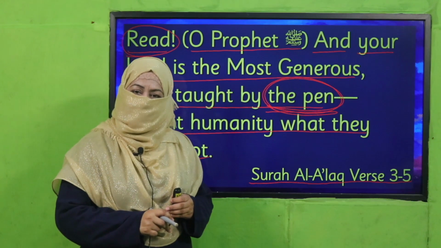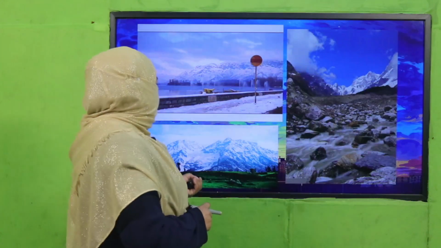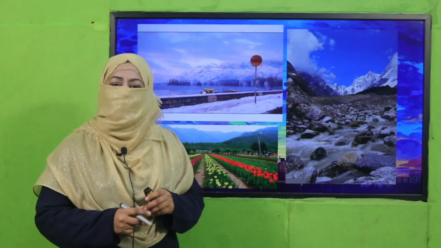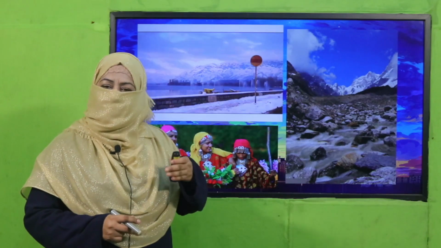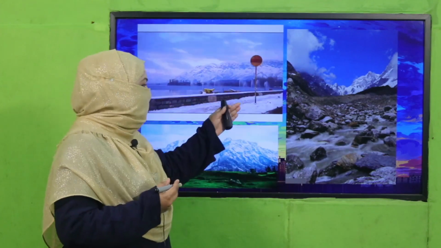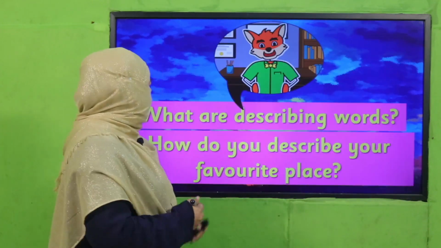So beta, today we'll learn to write different sentences, okay? So how do we brainstorm ourselves? How do we understand? Like we look at the picture and we express how we feel, how it looks. Likewise, beta, we can write it, okay?